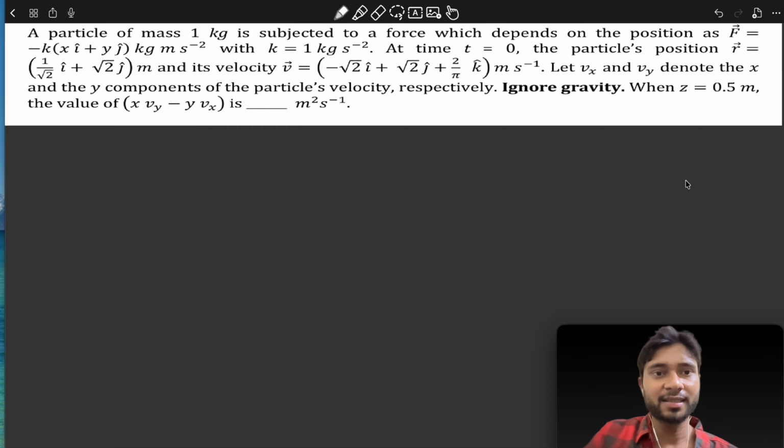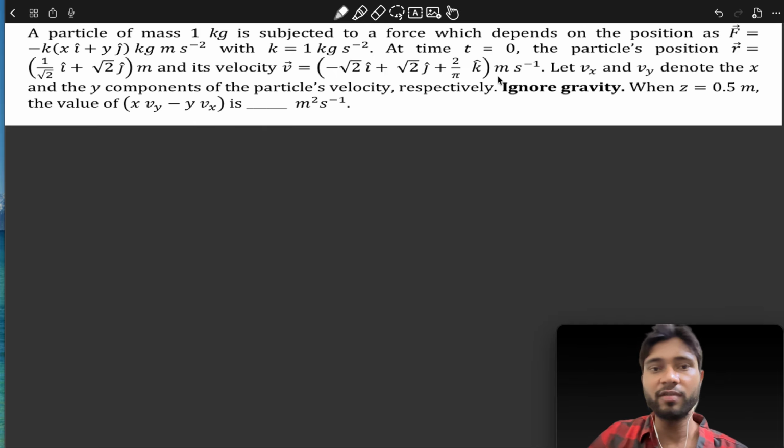This question was asked in paper 2 of JEE Advanced 2022, and it is given that there is a particle of mass 1 kg which is subjected to a force which depends on the position as minus kx i cap plus y j cap, with k equal to 1 kilogram per second square. At time t equal to 0, the particle's position is given and its velocity is also given.